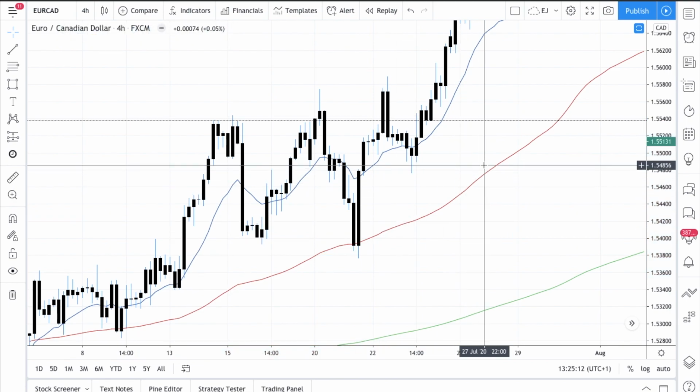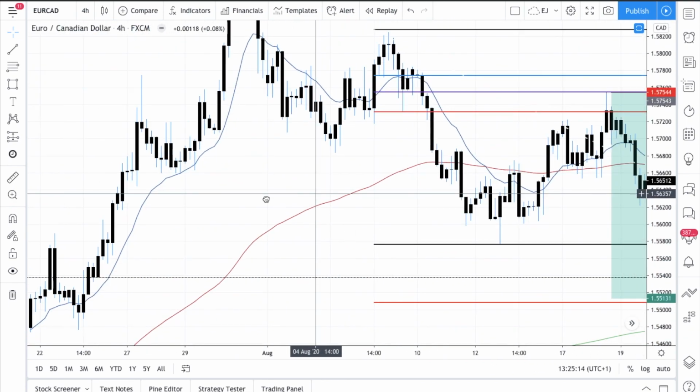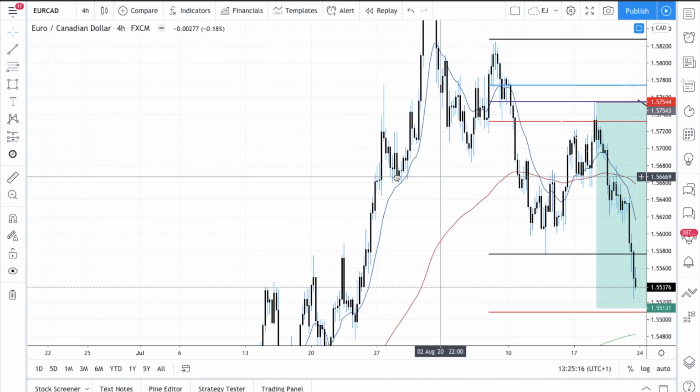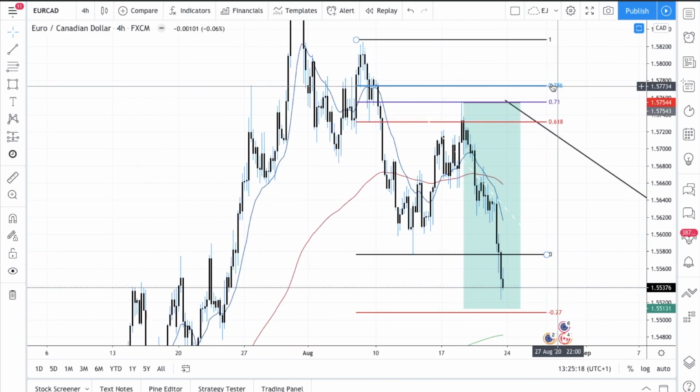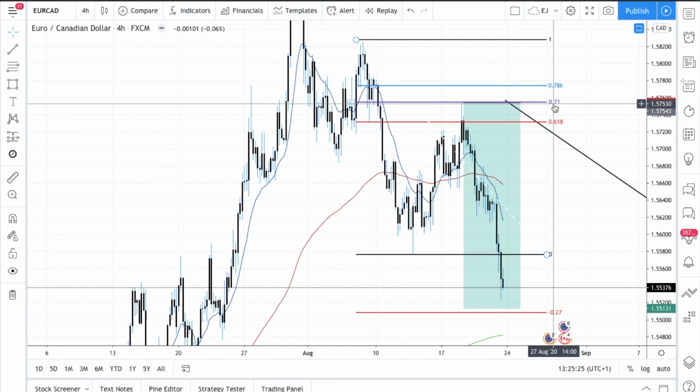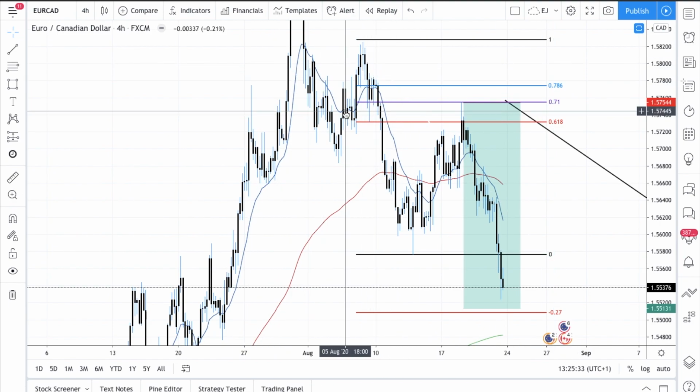Hopefully, now you guys have got a little better understanding of how fibs work and how I use them, especially these key levels I'm using. And if a fib meets up with a round psychological level, so say our 71 met up with 58, and it was a support or resistance zone, that just builds more and more confidence in taking that trade.